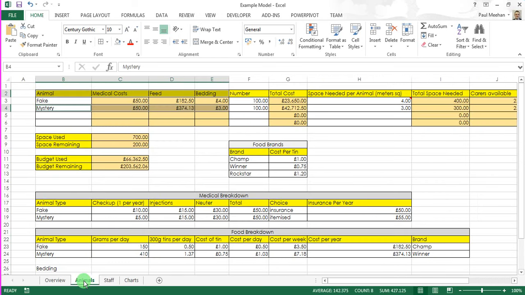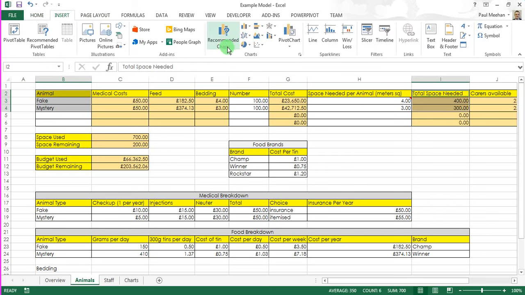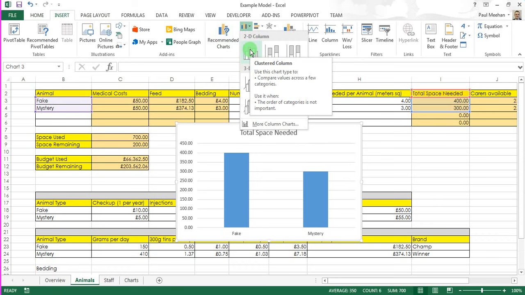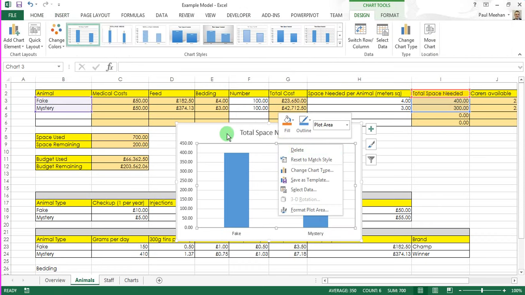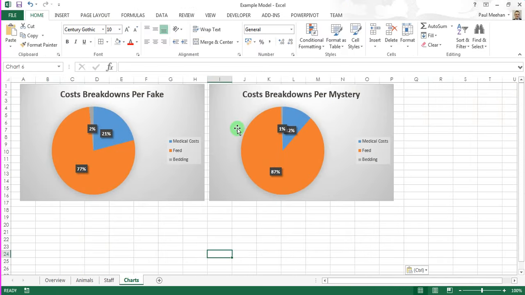There's loads of stuff you could do charts on though. Let's look at something else. Which animal requires the most space? Which animal is taking the most space up? So highlight animal, hold control, and total space needed. And we could insert a bar chart. We could do a column chart. So which animal is taking up the most space? As soon as you can start doing this, you can start thinking, what kind of data can I analyse?